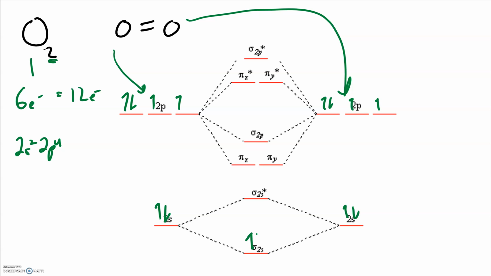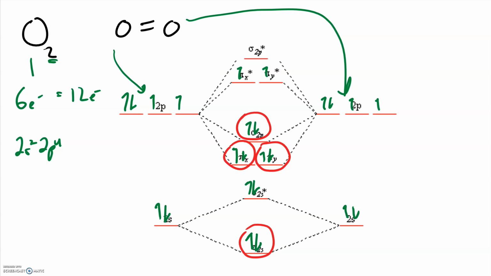So we're going to put 2 of them in the sigma 2s, and now that's full. 2 more go in the sigma star 2s, and now our 2s orbitals are filled. We've got 4 electrons in the p's. So we'll use Hund and Aufbau. Aufbau says fill lower energy first, and Hund's rule says they should stay separate, so there's 1, 2, 3, 4, 5, 6, 7, 8. So how many electrons are in bonding orbitals? 1, 2, 3, 4, 5, 6, 7, 8.